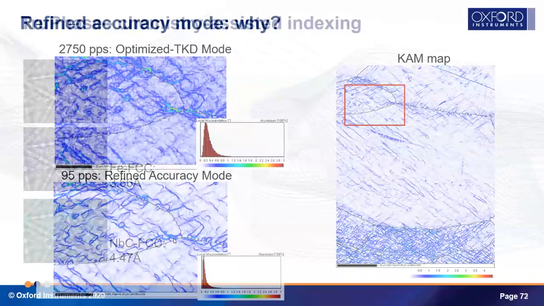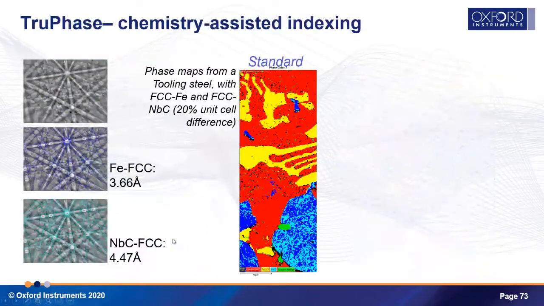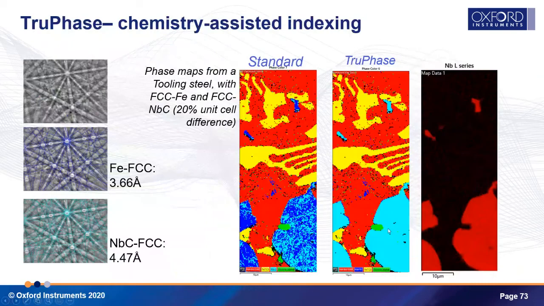We've also got chemistry assisted indexing. So if you've got two crystal structures that are essentially very, very similar, you might well get regions where it's a bit of a muddle, but you can apply the chemistry. Here we see a niobium rich area, and we've been able to correctly identify this region.